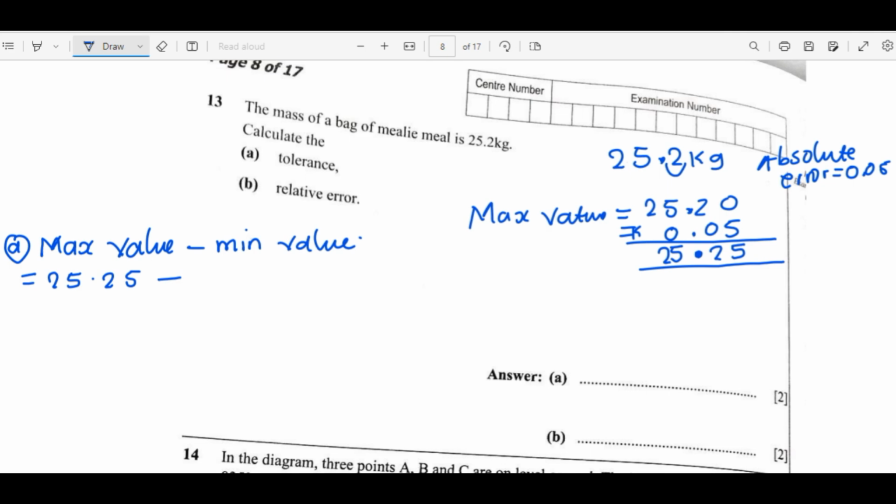Now the minimum value is just the opposite of maximum value, so we need to find the difference between the true value and the absolute error. So here we have 25.2, this time subtract 0.05. So here same as there is a 0, so 0 minus 5 it can't, so we need to get a 1 from 2. We put it here. This makes a 10. 10 minus 5 will give us a 5. Then here we have 1. 1 minus 0 is 1. Then point here we have 25.15 as our minimum value.